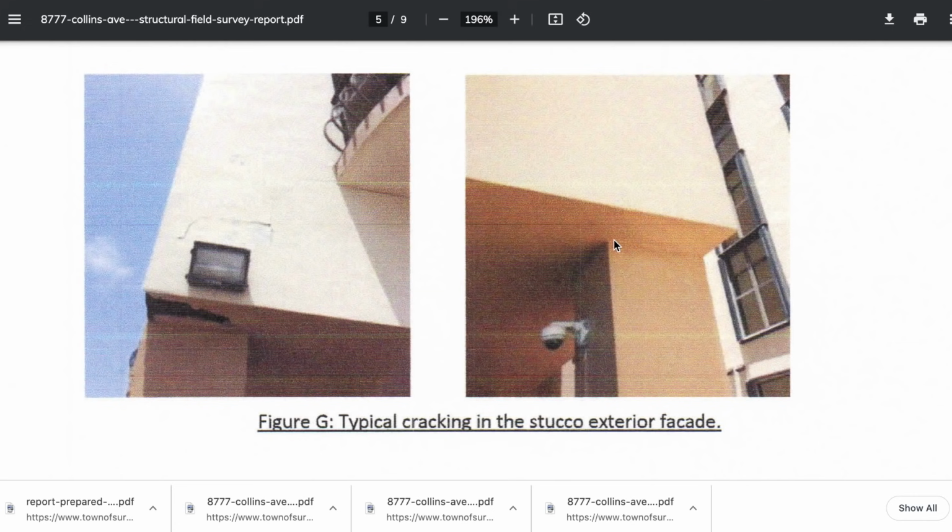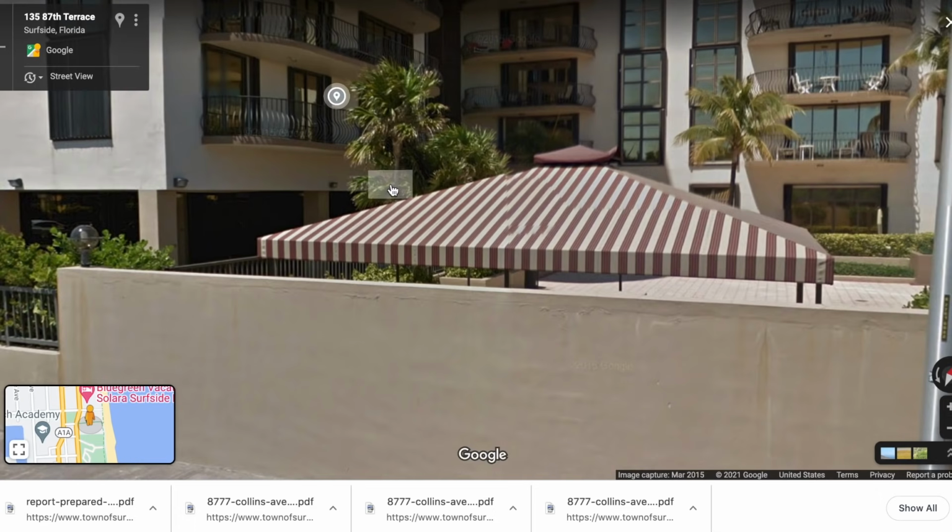I spy another camera. Inside the report, page 5 of 9, structural field survey. 5 of 9, another huge camera facing the deck apparently. It looks like the end of this column right here, putting it right there. The camera.